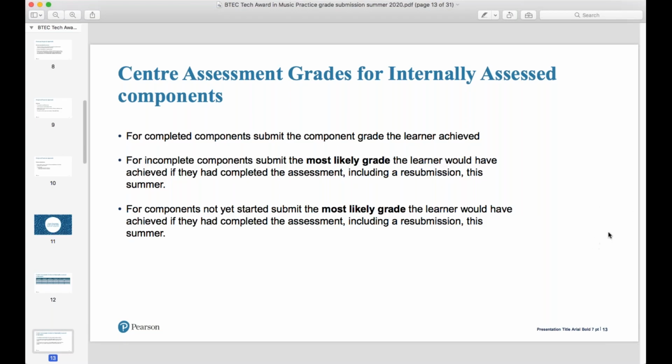Okay, so for any components that were completed before the 20th of March, you will submit the grade achieved for that component. For any incomplete components or components not yet started, due for completion before the 31st of July, you provide a centre assessment grade. Again, this is the most likely grade the learner would have achieved if they had completed all assessments, including resubmission, for the component this summer.